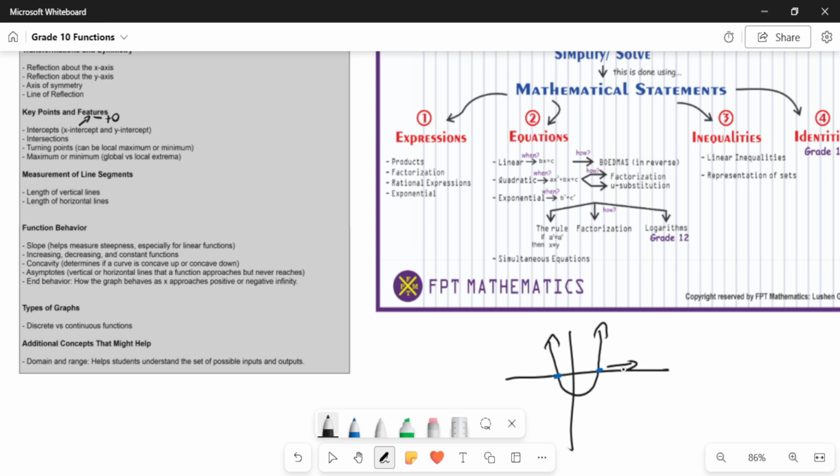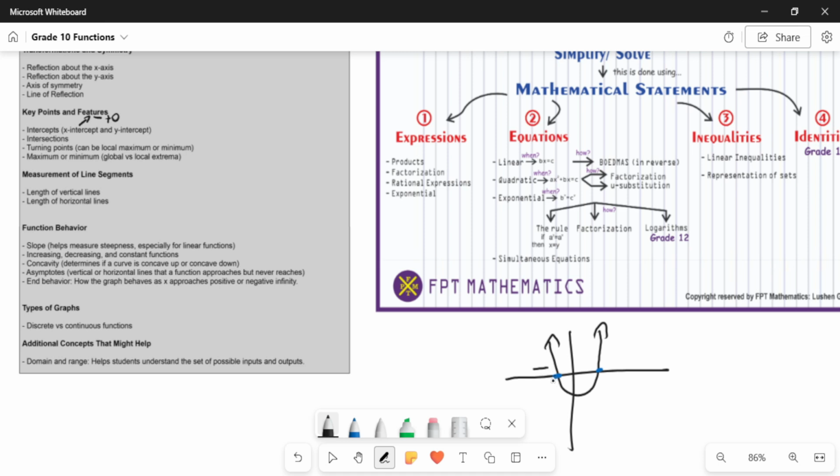Here, if I move slightly to the right, y becomes positive. And in between the x-intercepts, y is negative. But at the x-intercepts, y is 0. Can you see how at the x-intercepts, the nature of the y values changes? So at it, it will be 0.